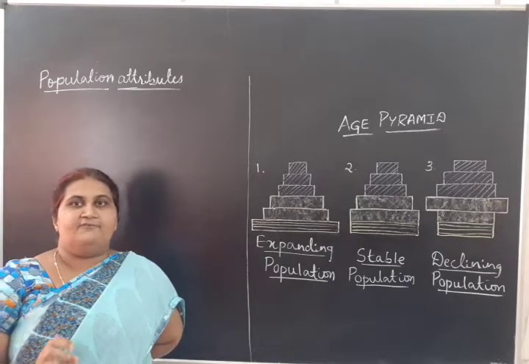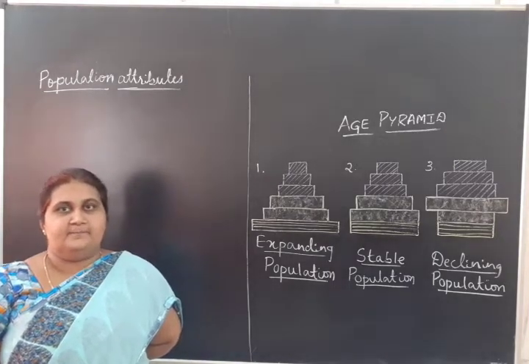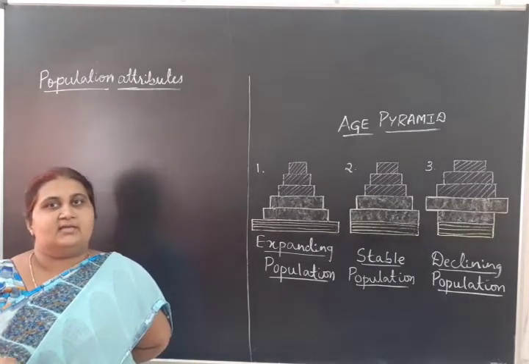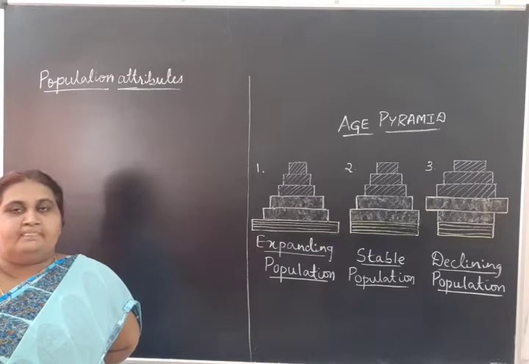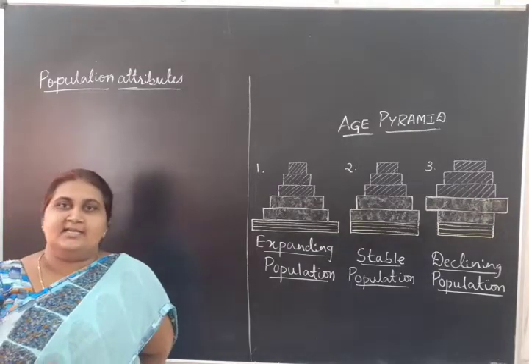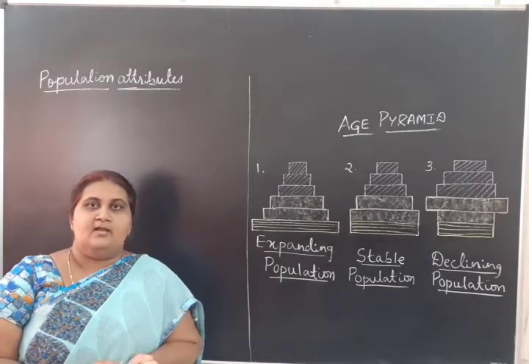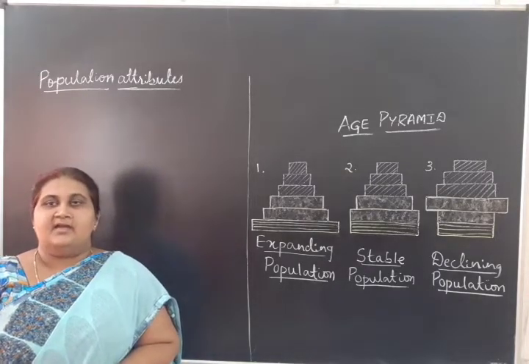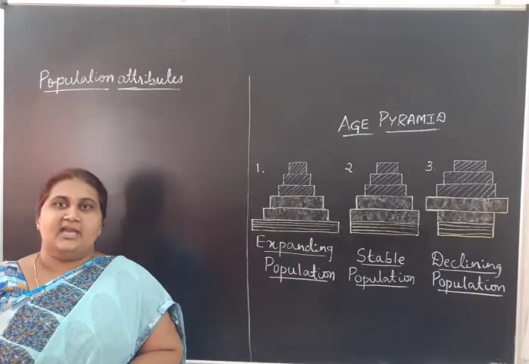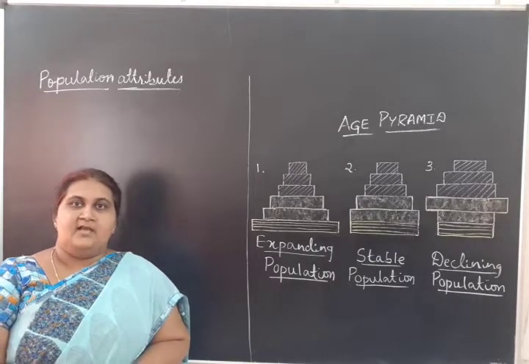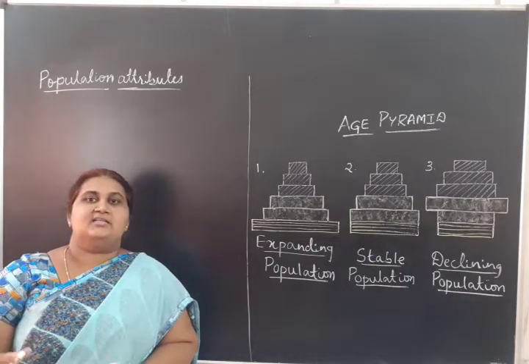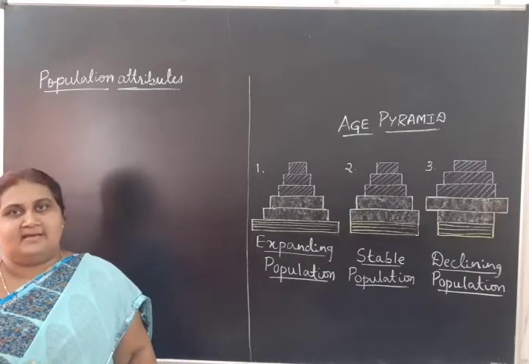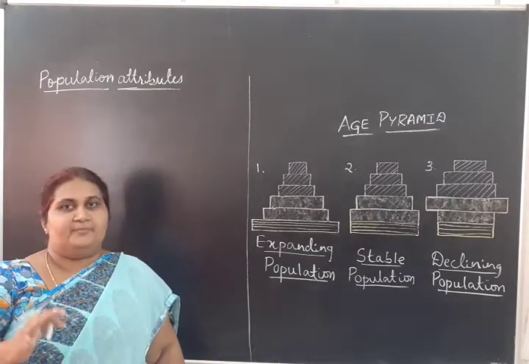Examples for population: all the frogs in a pond, Rana tigrina. Lotus plants in a pond. Cormorants in wetland. Teakwood trees in forest. Bacteria in culture plate, etc. So there are so many examples for population.